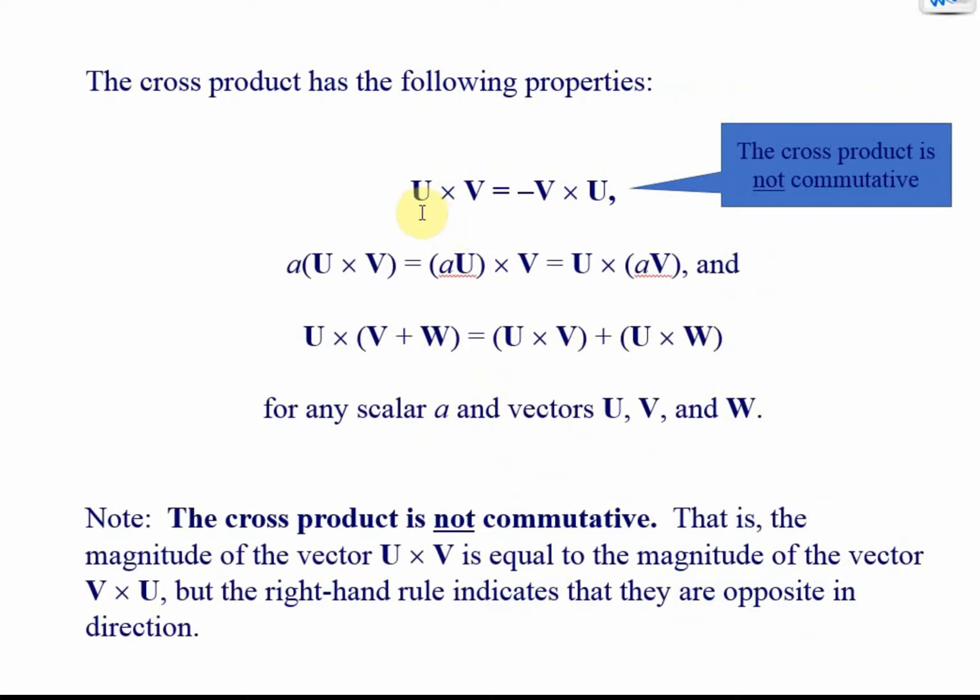That's why the cross product is not commutative, because if you change the order of the two vectors, the resultant direction is opposite. That's why you have to put the negative. However, cross product is still distributive, which means in here you can multiply this one plus you can multiply these two.